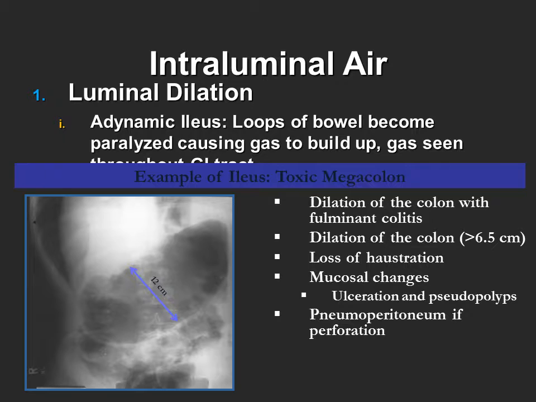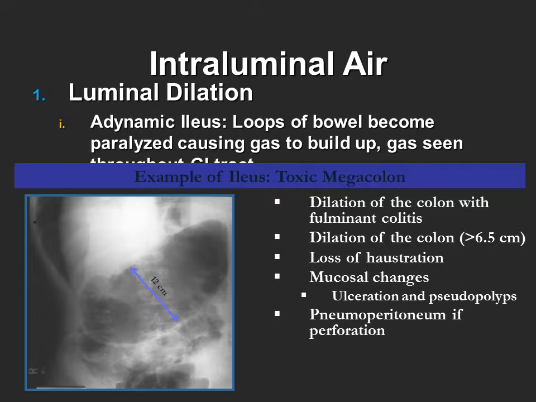The diagnosis is suggested when the diameter of the colon exceeds 6.5 centimeters and the mucosa appears abnormal. This includes ulceration, pseudopolyps, and loss of haustration. If perforation occurs, evidence of pneumoperitoneum may be seen. These findings will be discussed later in the presentation.